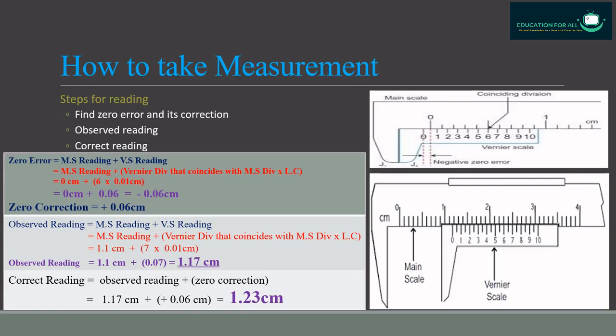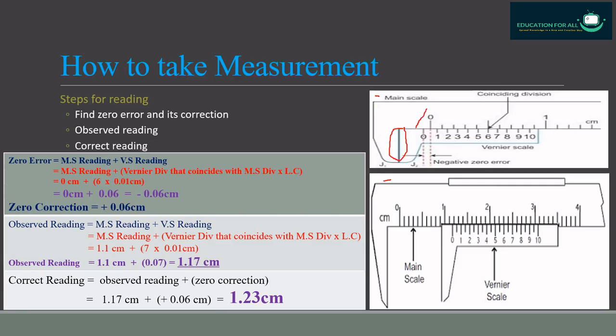Here you can see 2 pictures. In the first picture you can see there is nothing inside the jaws. The jaws are totally combined with each other. Here I am telling you how to take measurement by using these 2 pictures, this one and this one. First of all, we will join the jaws like in this picture. There must not be anything inside the jaws. Then you will see whether the zero of the vernier scale is coinciding with the zero of the main scale.